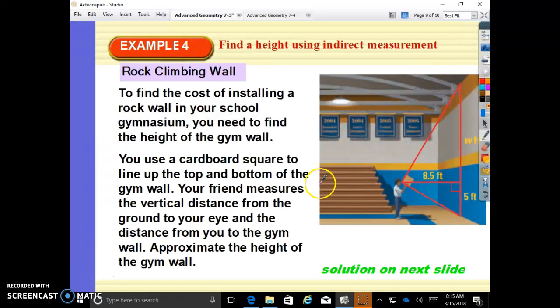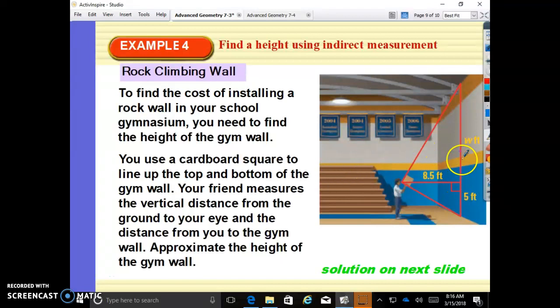Rock climbing wall. To find the cost of installing a rock wall in your class gymnasium, you need to find the height of the gym wall. You use a cardboard square to line up to the top and bottom of the gym wall. Your friend measures the vertical distance from the ground to your eye and the distance from you to the gym wall. Approximate the height of the wall.